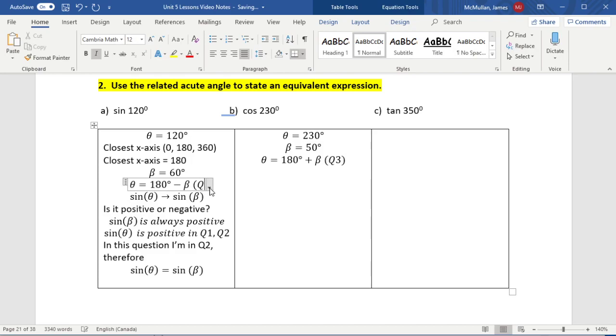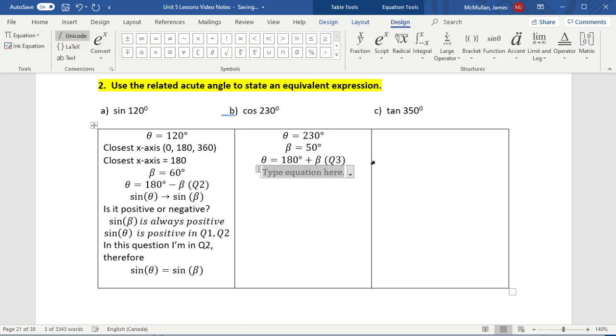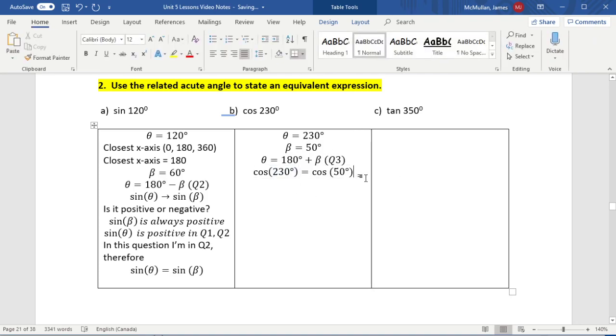This is the Q3 relationship, whereas this was the Q2 relationship, right? Because when you're in quadrant 2, you can't be bigger than 180. In quadrant 3, you have to be bigger than 180. So that's why I'm writing it that way. Now, what does this mean? This means cos of 230 has to be the same number as cos of 50.